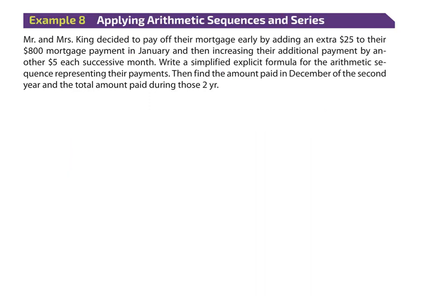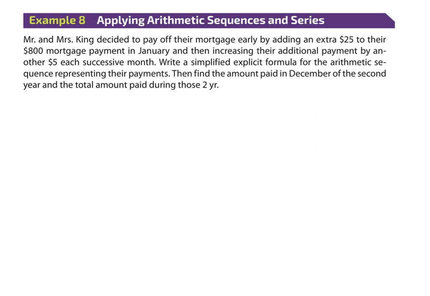So Mr. and Mrs. King decided to pay off their mortgage early by adding an extra $25 to their $800 mortgage payment in January, and then increasing their additional payment by another $5 each successive month. All right. First, they want us to write an explicit simplified formula for the sequence.